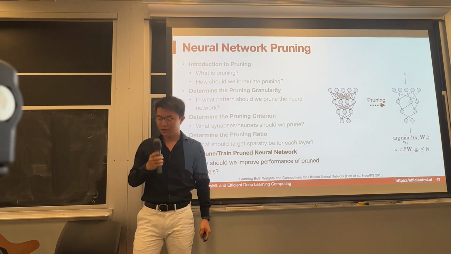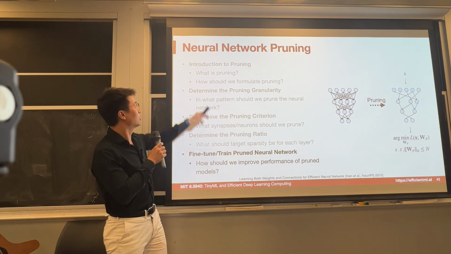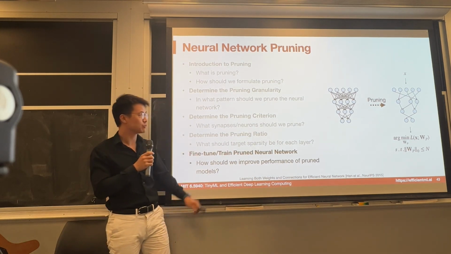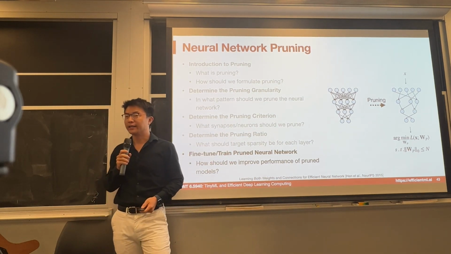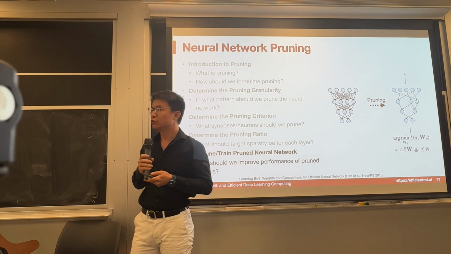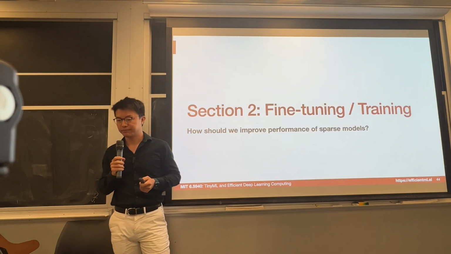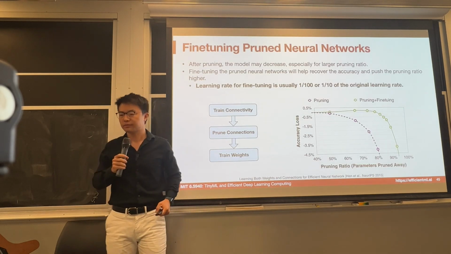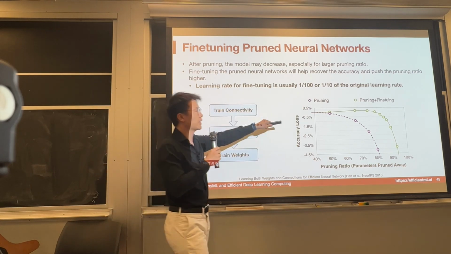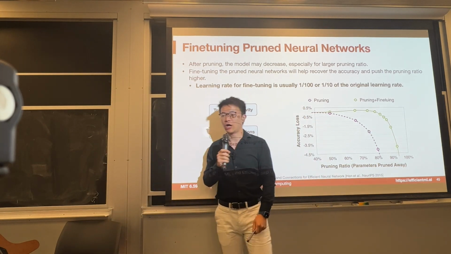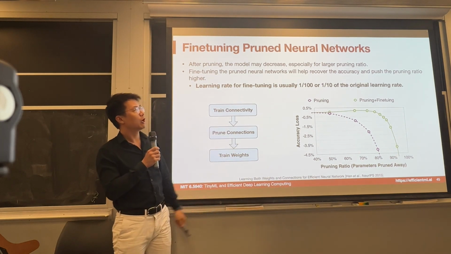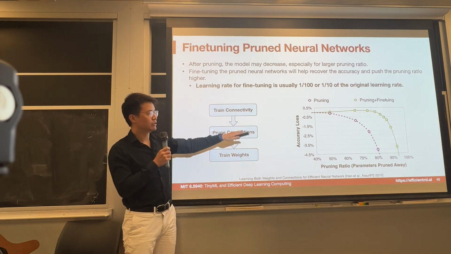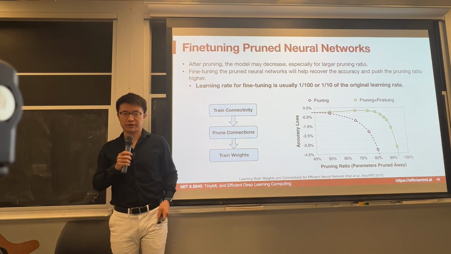All right, folks, welcome back. So far, we talked about how to determine the granularity, the pruning criteria, the magnitude-based pruning, and how to choose the pruning ratio. Now we talk about how to fine-tune the pruned model to recover the accuracy. Okay, how should we improve the performance of this sparse and pruned model? So after pruning, usually the accuracy drops. Especially for larger pruning ratios, the accuracy drop is pretty significant. So fine-tuning the model helps recover the accuracy.